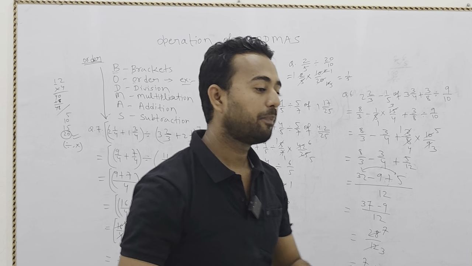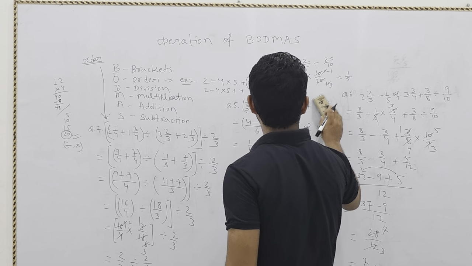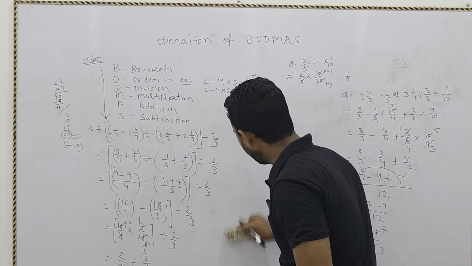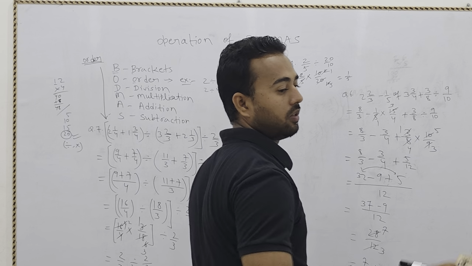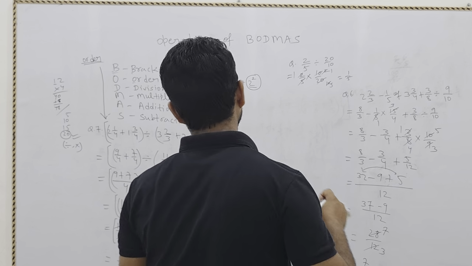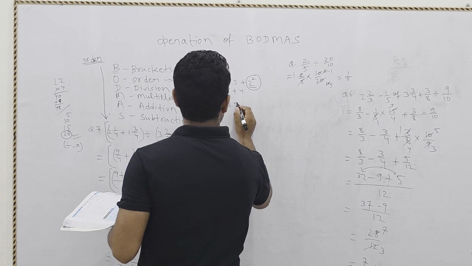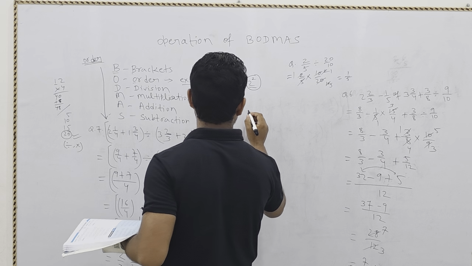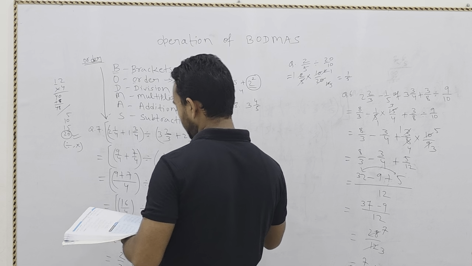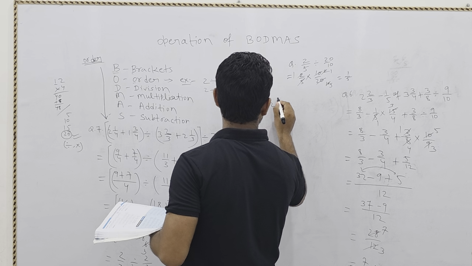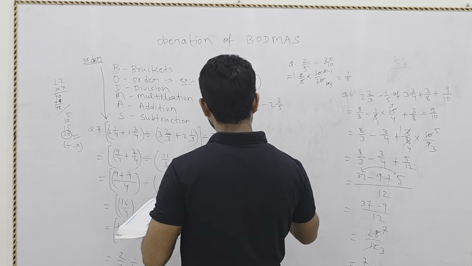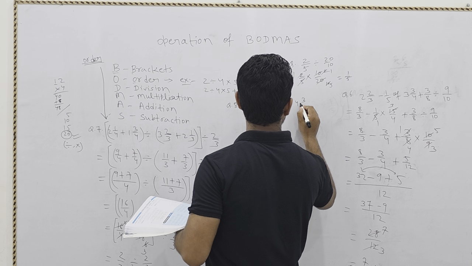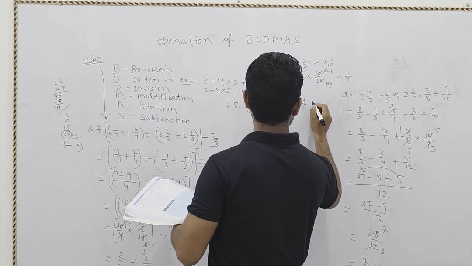Now we are going to solve the next question, that is question number 8. Say it with me, question number 8. So now I am going to write question number 8. You can comment if you are not able to solve this type of question. 3 4 by 5 minus 2 3 by 5, bracket close, divide 4 3 by 5 minus 3 1 by 5.